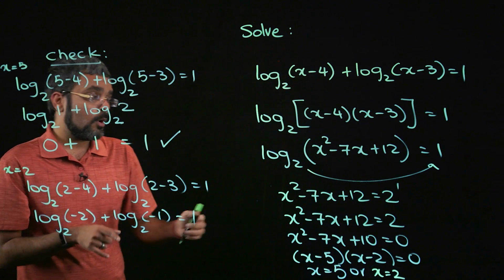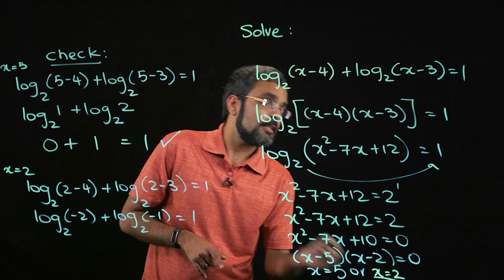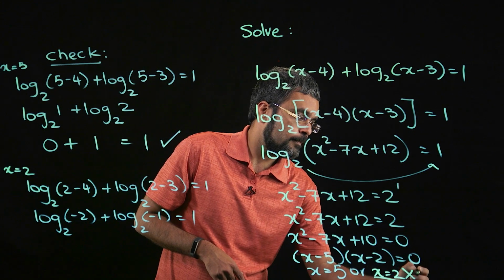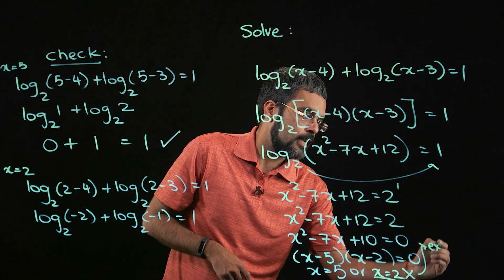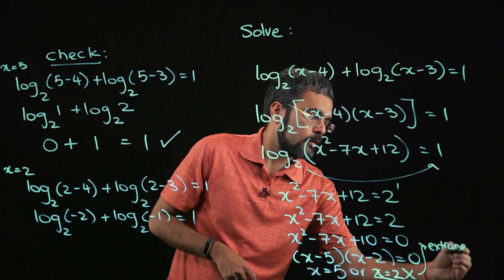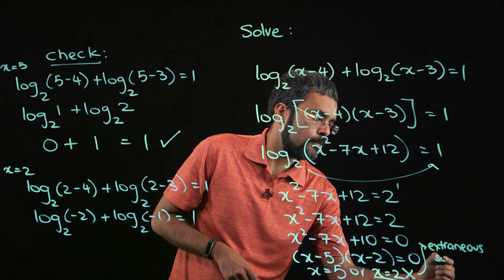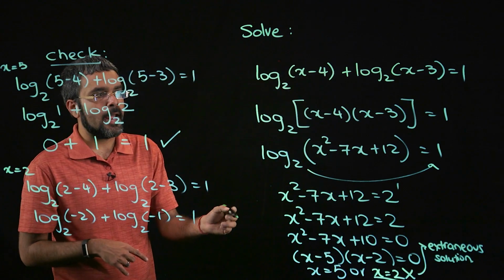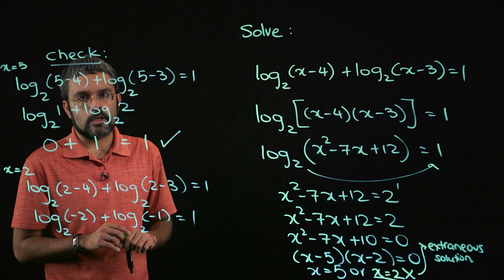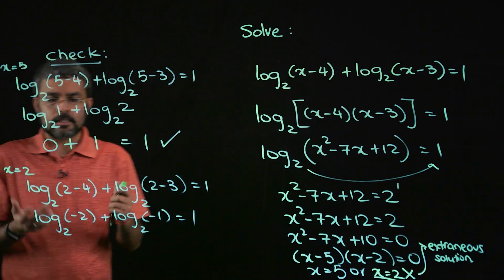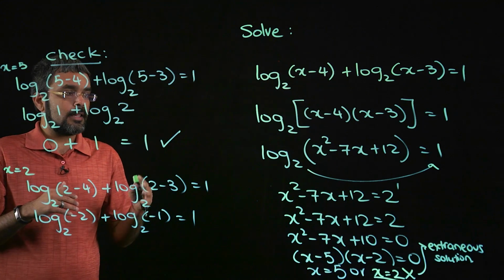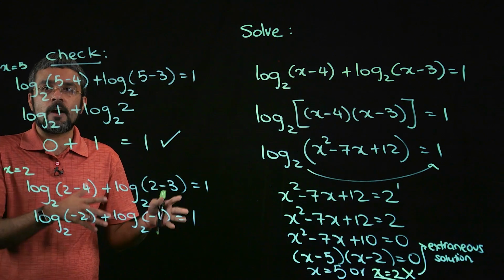So this quantity here, log of negative 2 or log of negative 1, is undefined. And so even though x equals 2 seems like it's a solution, it's actually not a solution, and we call this an extraneous solution. That is, it comes out as a solution when we solve for x, but when I put it back in the original equation, it doesn't make sense because I get something that is undefined, and that's equal to 1. Okay, so in this case, the solution is only 5 and not 2.